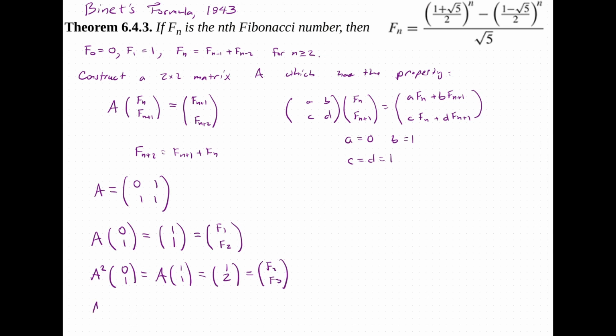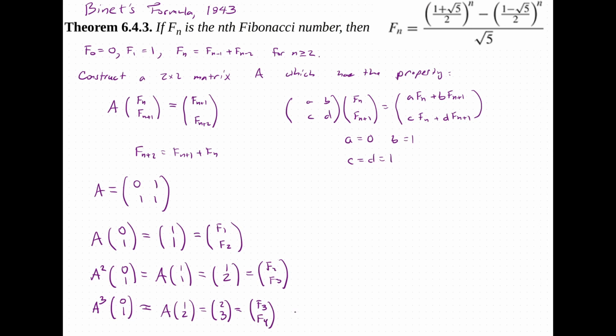Okay, what if we continue? What if we do A cubed? So now A cubed times 0, 1 is going to be equal to A times 1, 2, which is now going to give us the column vector 2, 3. Or in other words, it's going to give us F3 and then F4, the 4th Fibonacci number. And so on and so forth.